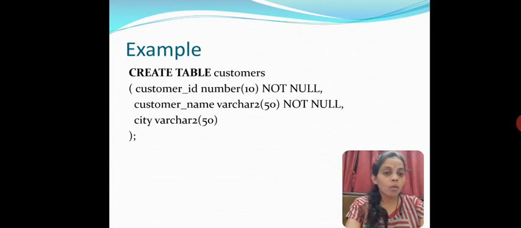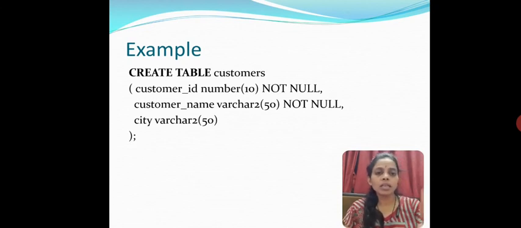After that, what is written there? Number. What we learned in yesterday's lecture, number is a data type. In this data type, we should write how many digits you want in that customer ID. So it is given there 10. After that, it is written not null. Either you can write null or not null. Not null means it should not be empty. There should be at least some value.